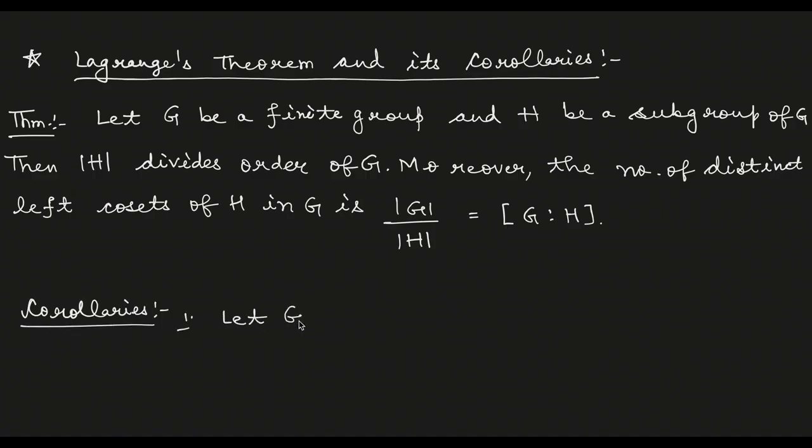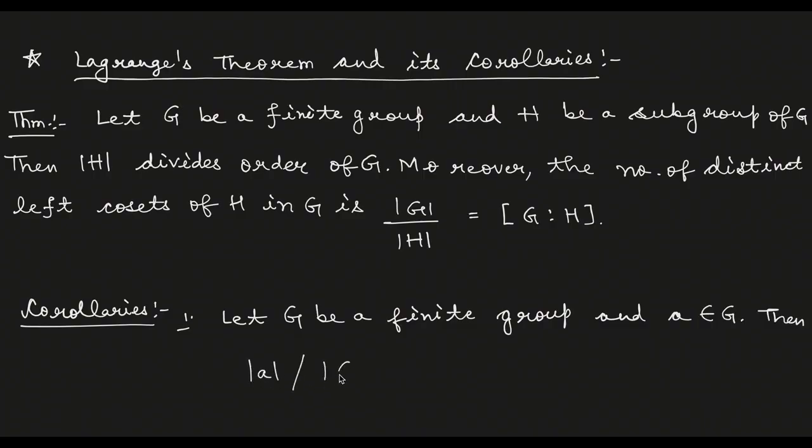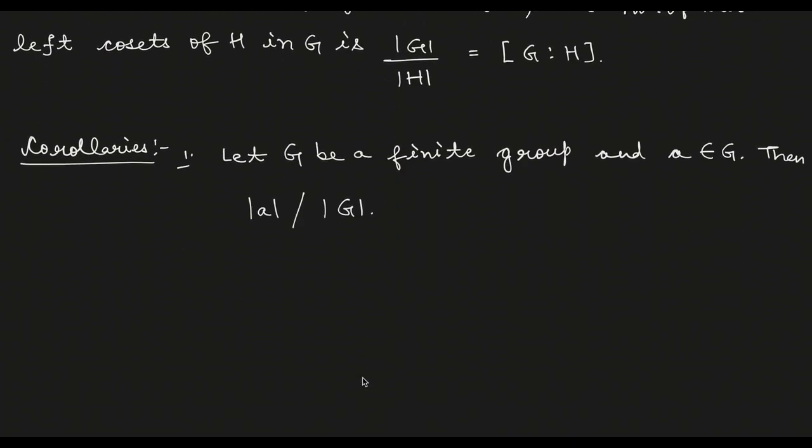Let G be a finite group and a belongs to group G, then the order of the element a divides the order of group G. This is possible only when G is a finite group. Second, a group of prime order is cyclic.